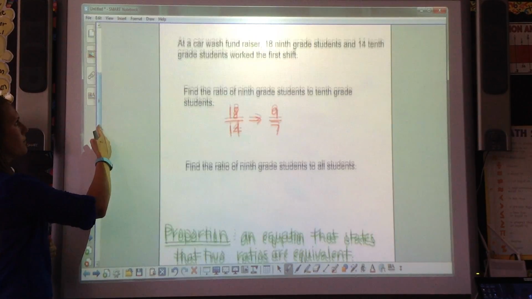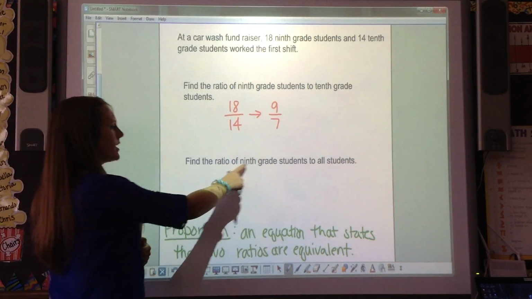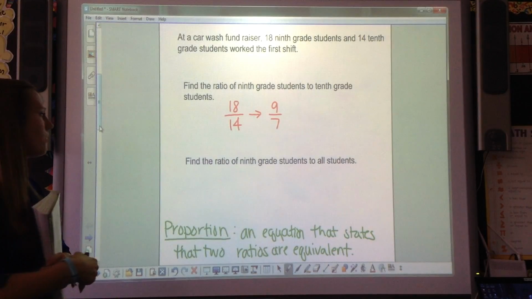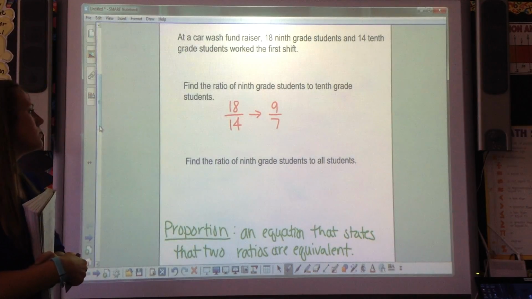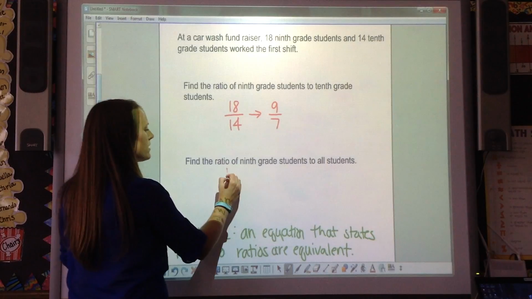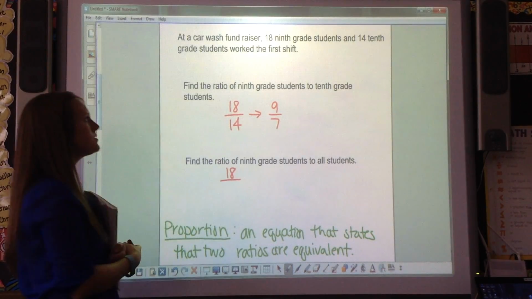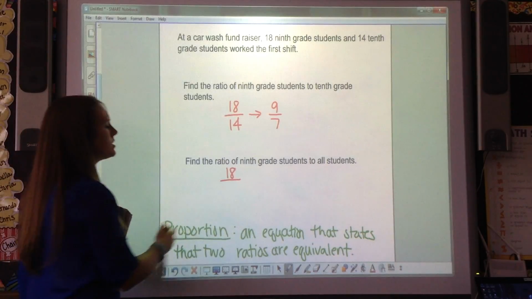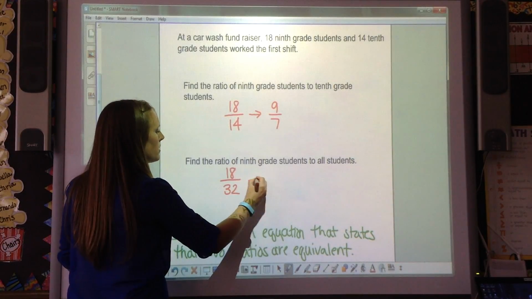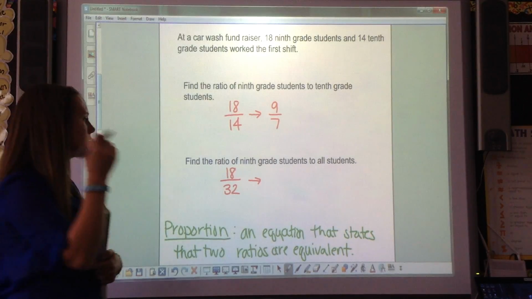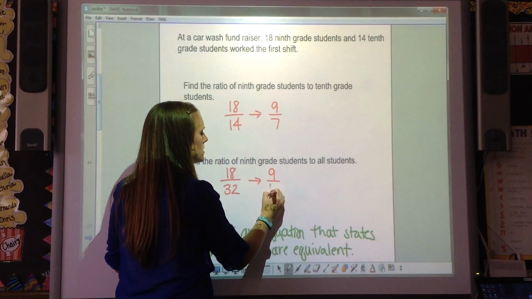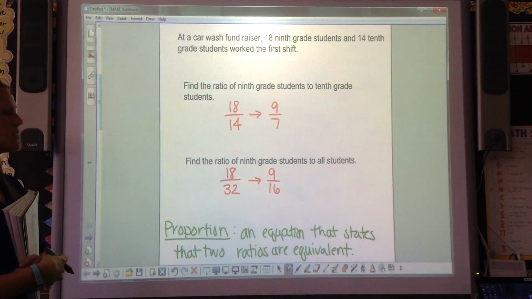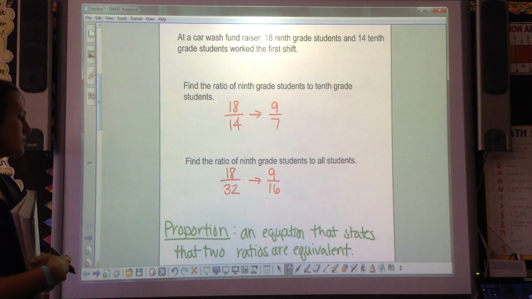Okay, you're going to try the next one. You want to write a ratio of 9th grade students to all of the students. Go ahead and push pause and try that now. So there are 18 9th graders, and all students means I have to add 18 plus 14. So 18 plus 14 is 32. Again, make sure it's simplified, and we divide them both by 2, we get 9 over 16. 9 represents the 9th graders, and then the 16 represents all students.